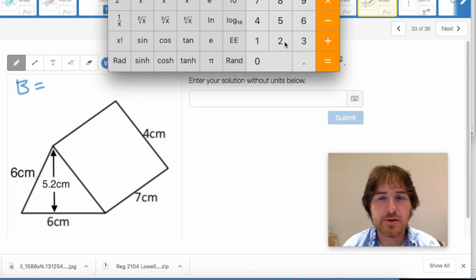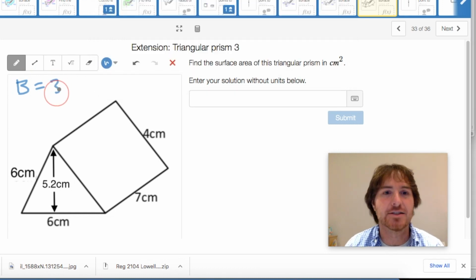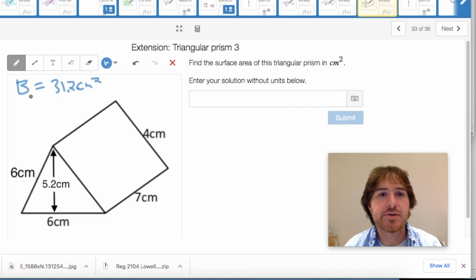I could do that in my head, but why do that? Like, the Warriors lost. It's about Steph Curry's total. All right, anyways, 31.2 square centimeters. That's the base area.